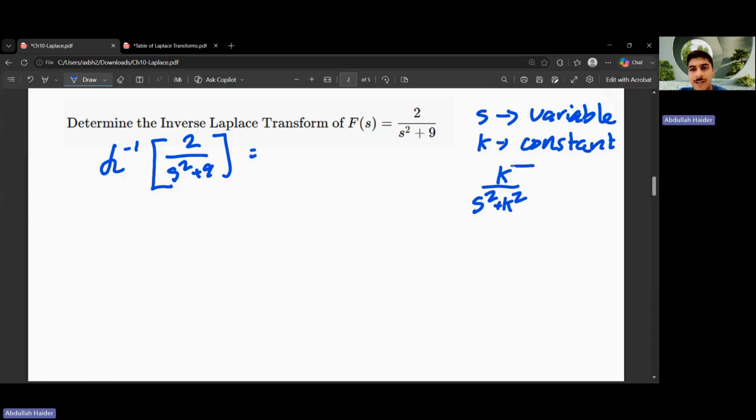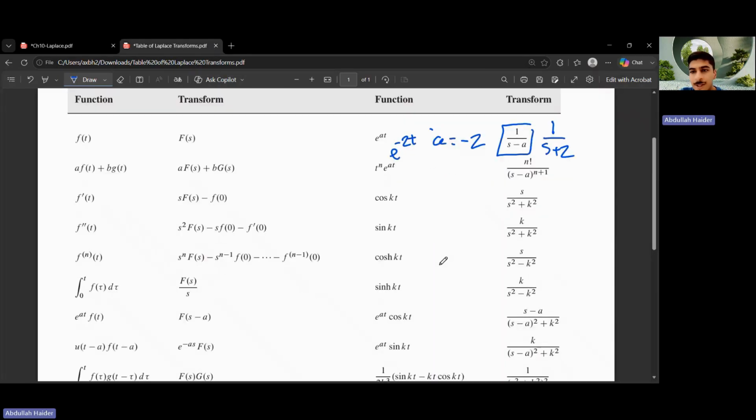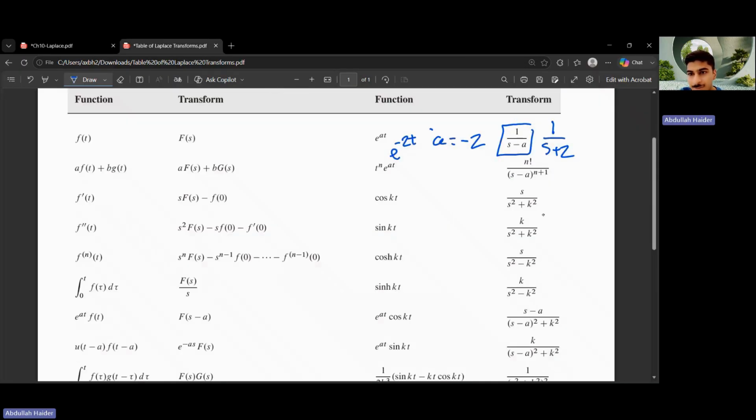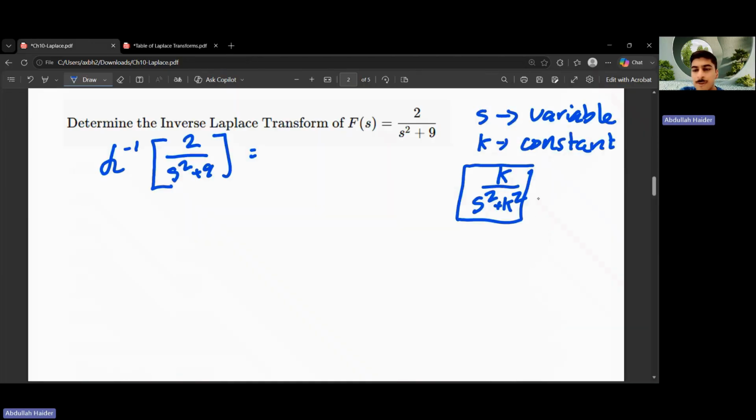We need to find k over s squared plus k squared in our table based on what we have in our question. When we look at the table, k over s squared plus k squared belongs to sine kt, meaning the inverse of such a function should be sine kt. But there's one important trick here.